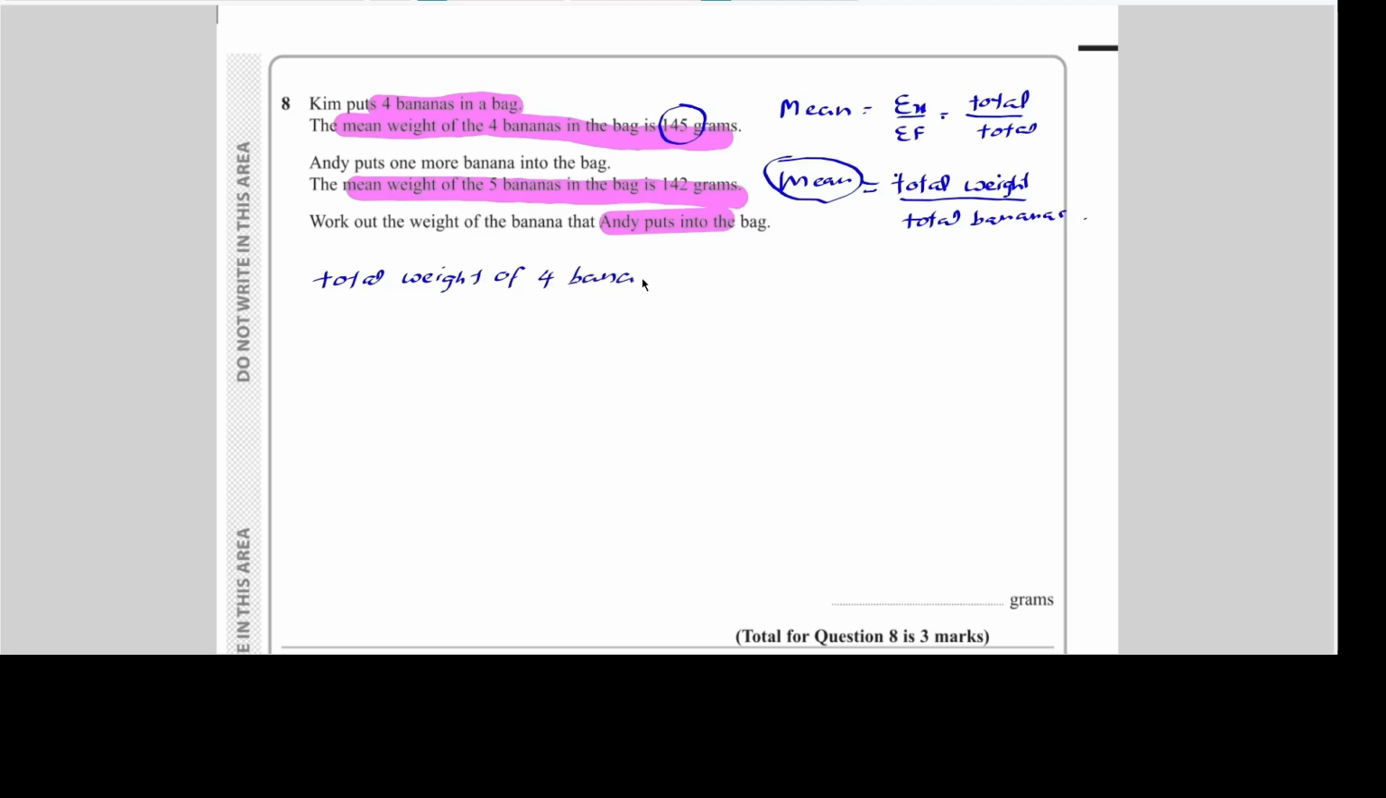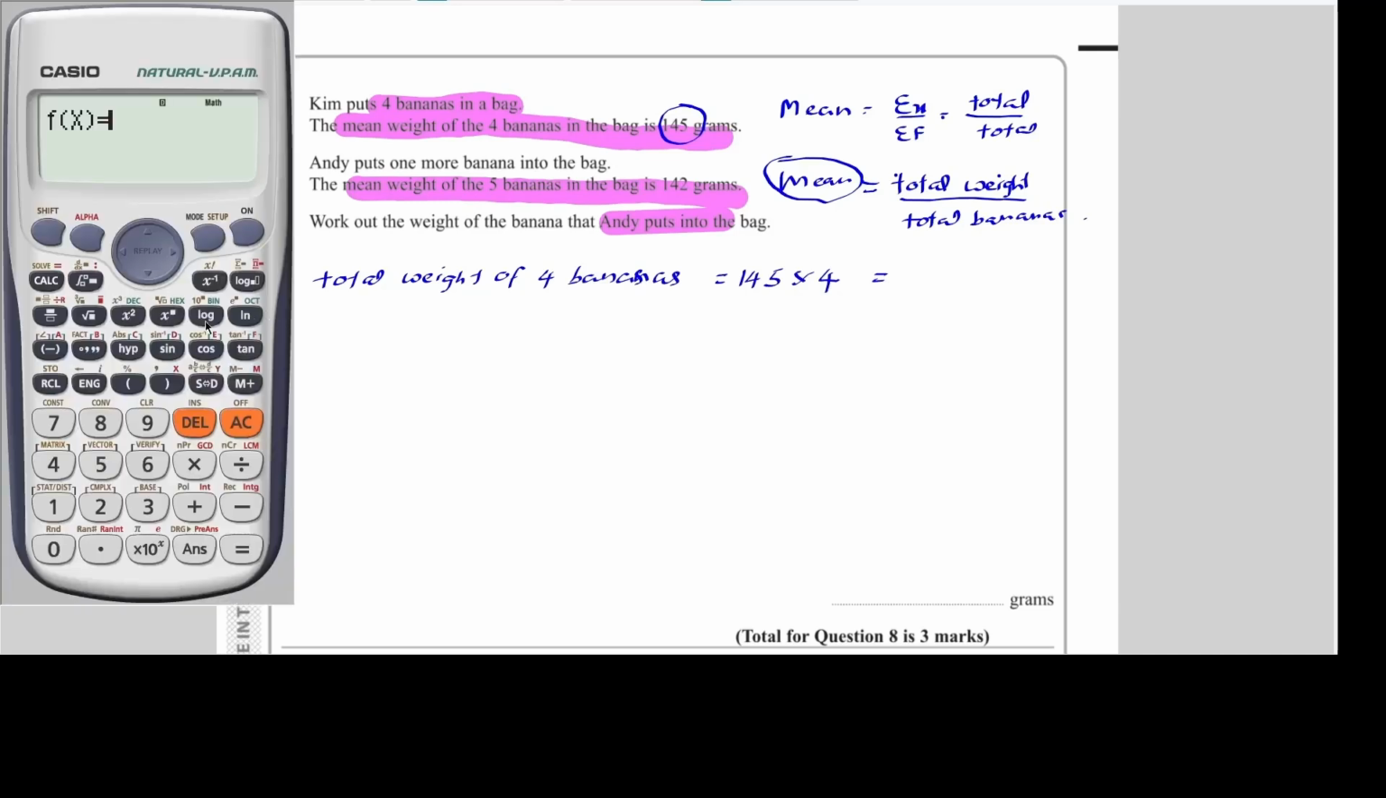So this is a very common question with combined means. Always get the total like this. Equals, so I need to get the mean, which is 145, into the number of bananas. How many bananas? 4. What's the answer? 145 into 4 equals 580. I'm getting 580.